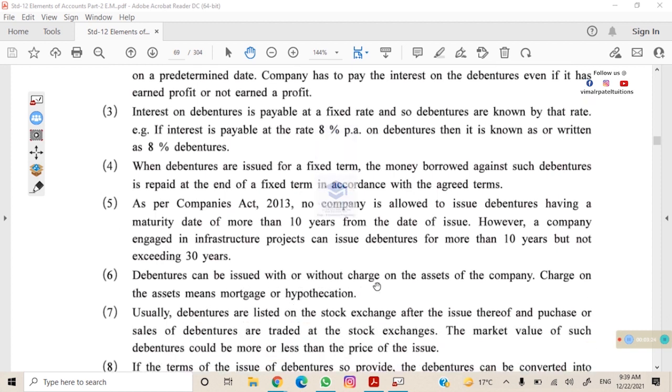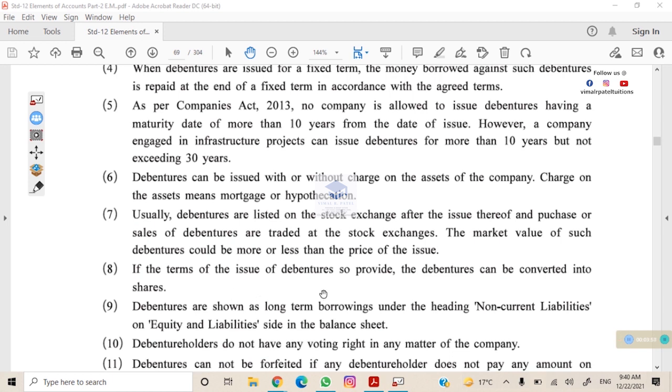Debenture can be issued with or without charge on asset. Debenture will be given security when assets of the company are mortgaged against debenture. Hypothecation is created, charge is created. This means if the company makes default in payment of debenture money, the debenture holder can sell the asset and realize their money. Debentures are generally listed on the stock exchange after the issue thereof, and purchase or sale of debenture is traded at the stock exchange like shares.